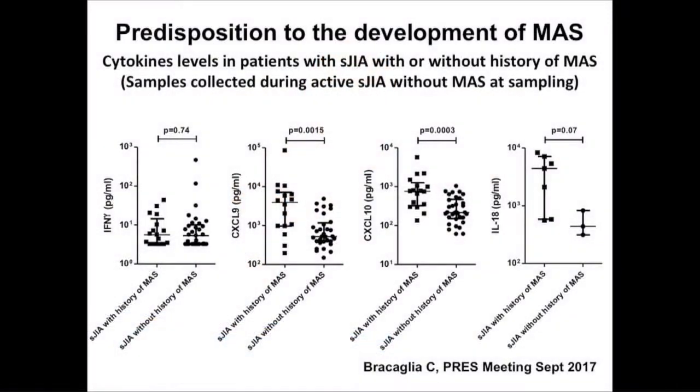So what Claudia has done is gone back. Claudia's sitting there, so she knows more than I do. And she has looked at whether we can predict who is going to be at risk for MAS by looking at the levels of these 4 things when the patient has active SJIA, but does not have clinically overt MAS. And there is a trend, again, with IL-18, which we haven't measured in too many patients yet, but we are trying to do our homework while we speak.